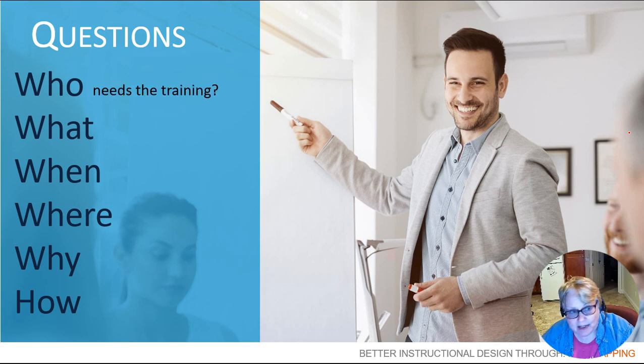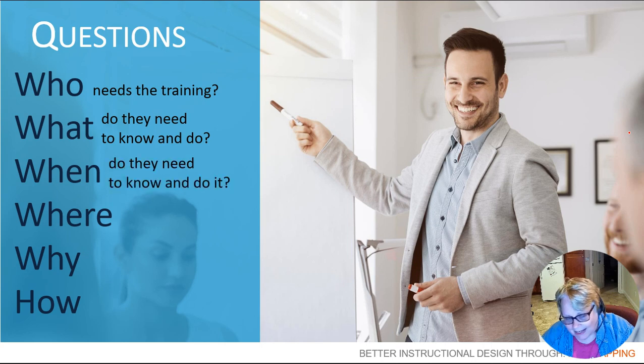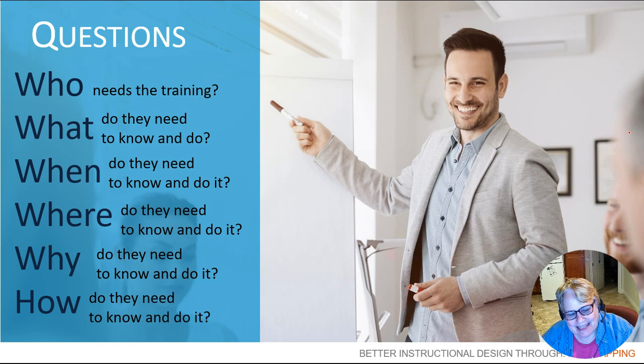Who needs the training? What do they need to know and be able to do? When do they need to know and do it? Where do they need to know and do it? Why do they need to know and do it? And how do they need to know and do it? That helps get the basic information out, and it helps you know where you need to go with your training.